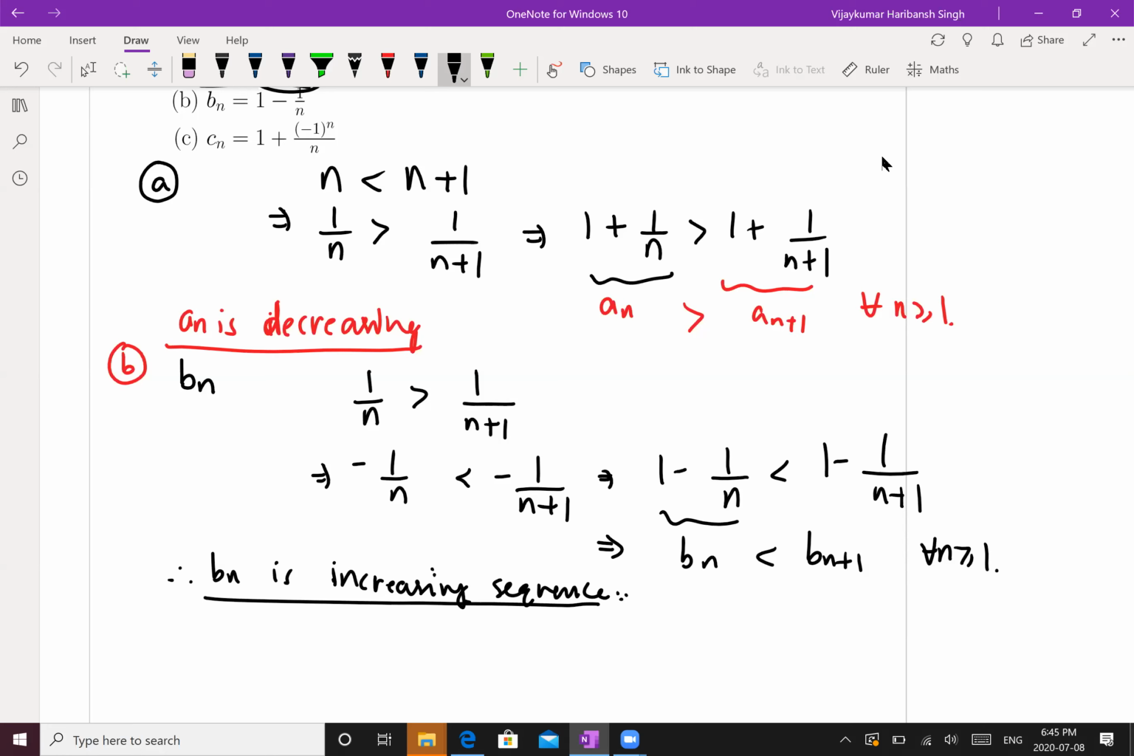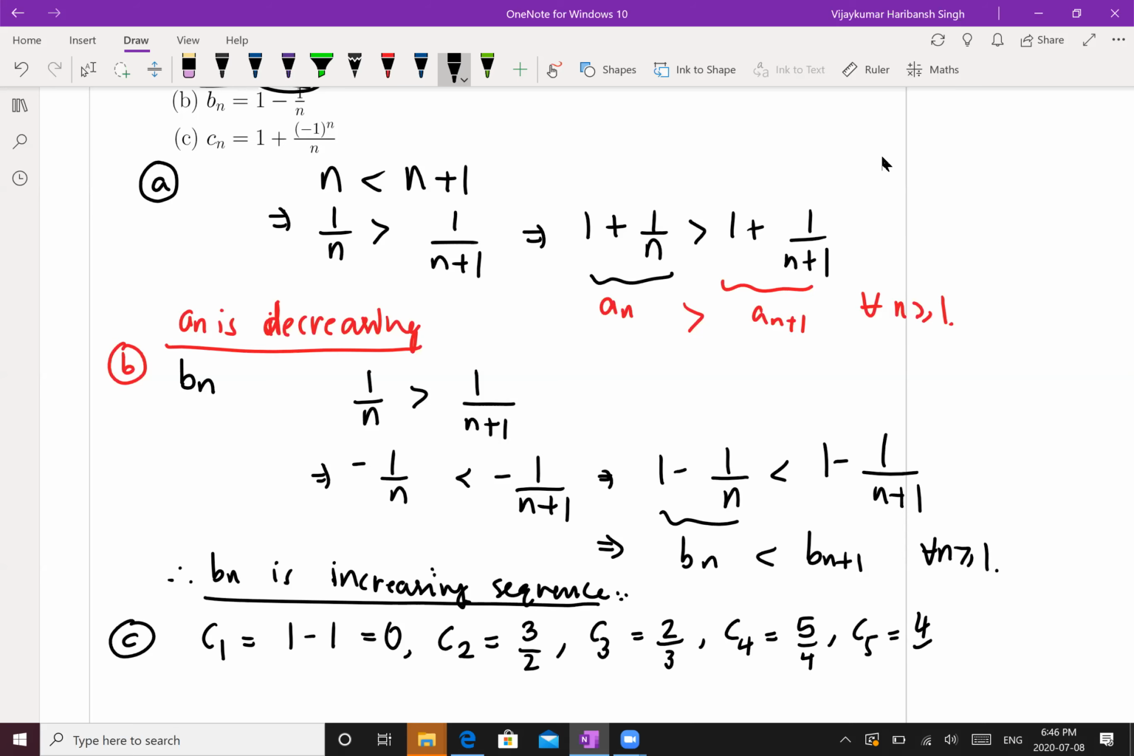Now, what about Cn? Let's look at the first term of Cn. The first term of Cn is 1 minus 1 by 1, so 1 minus 1, which is 0. We have already found out these elements, right? So C2 is going to be 3 by 2. C3 is going to be 2 by 3. C4 is 1 plus 1 by 4, which is 5 by 4. C5 is 4 by 5.